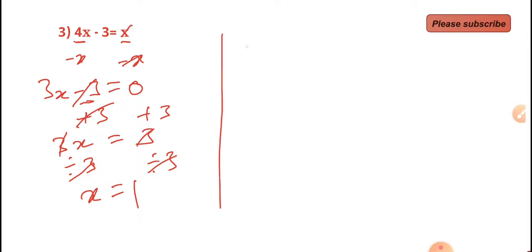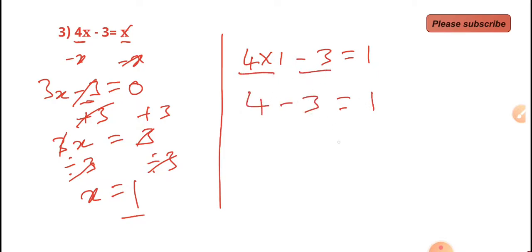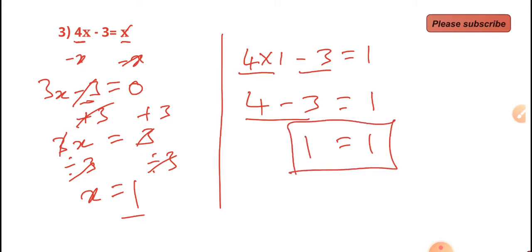So let's check it out by substitution. Instead of 4 times x, we're going to write 4 times 1, take away 3, should equal to x, but instead of x, we want to write 1. So copy the equal sign down. 1. What's 4 times 1? It's 4. And then the minus 3 here. So what's 4 take away 3? 4 take away 3 is just 1. So as you can see, we are correct. x is equal to 1.